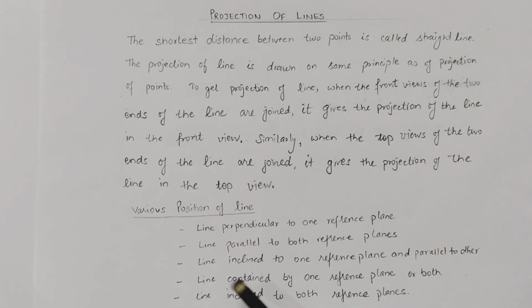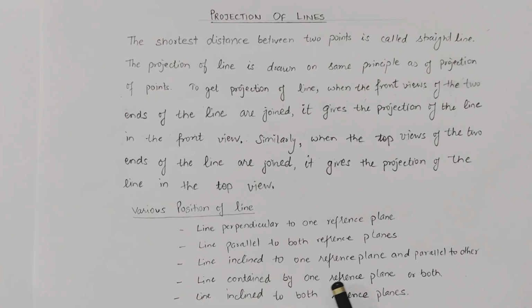First is a line perpendicular to one reference plane. Next is a line parallel to both reference planes. Next, a line inclined to one reference plane and parallel to the other. Line contained by one reference plane or both. And last is a line inclined to both reference planes. Now we will discuss all these positions one by one.